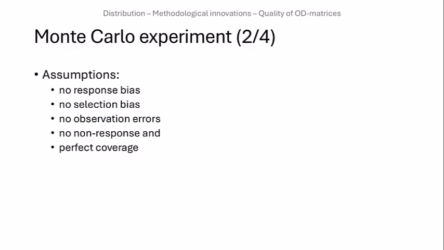To simplify the analysis, the experiment assumes no response bias, no selection bias, no observation errors, and perfect coverage. In other words, the only source of error is the sampling process itself. This isolates the effect of sample size on the reliability of OD matrices.